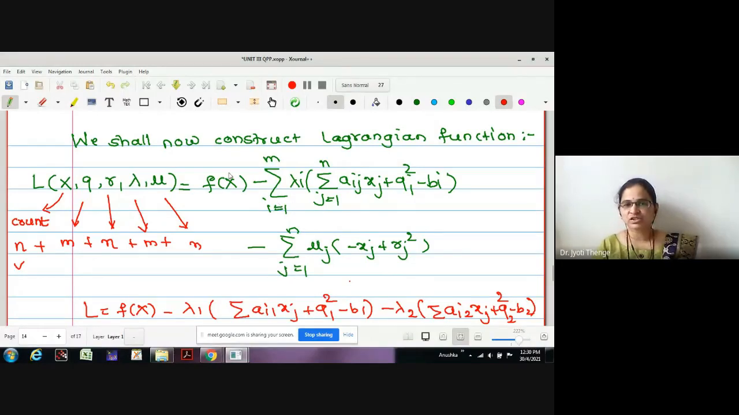Okay, let me repeat the construction. From the original objective function, we were subtracting the constraints multiplied with the Lagrange's multiplier. For original constraints, we have used the Lagrange's multiplier notation lambda i, and for the non-negativity restriction constraints, we have used mu j as the notation for the Lagrange's multiplier. And multiplying by the multipliers, we will subtract it from the original objective function. This is the construction of a Lagrangian function. Is the point clear?